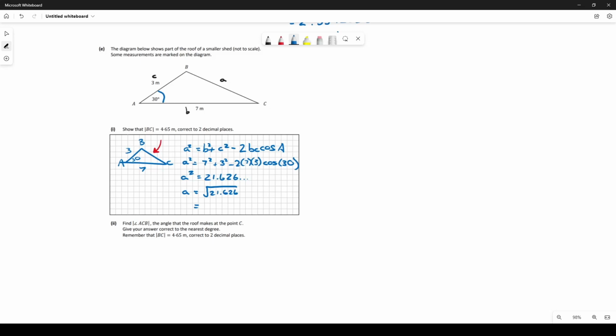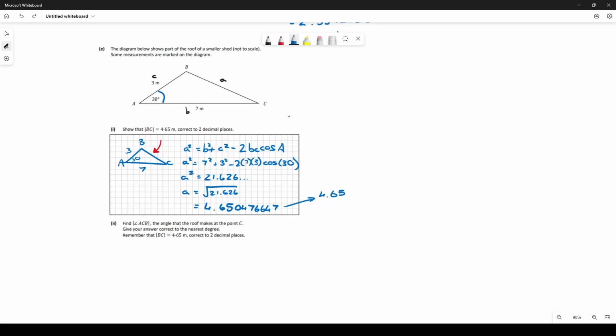And when I do that, I get 4.65047, but round it to 2 decimal places. I know I'm taking it outside of the box and you guys aren't supposed to do it, but don't judge me. Do what I say, not what I do. And that's 4.65, which is what they said. Cool. So that's the cosine rule, and we use the cosine rule because we didn't have any matching pairs.